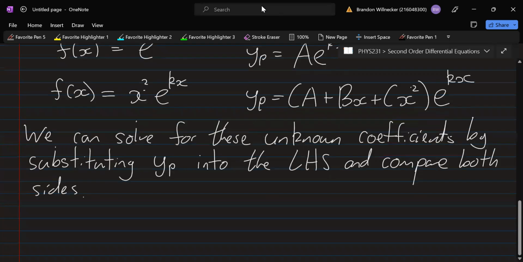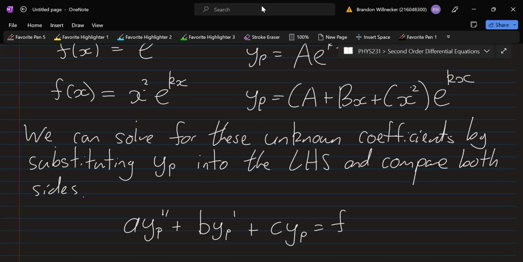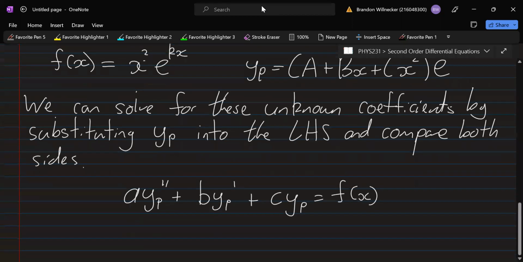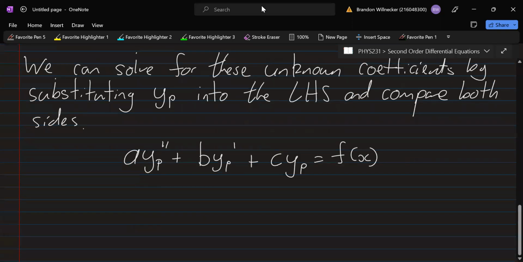In other words, substituting in, we get a yp double prime plus b yp prime plus c yp is equal to f of x. Since yp is chosen to have the same form as f, the left-hand side and the right-hand side will also have the same form. And then from that, we can just compare coefficients and solve for whichever coefficients are unknown. So that gives us our particular solution.